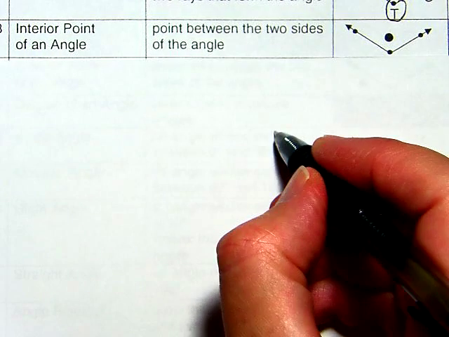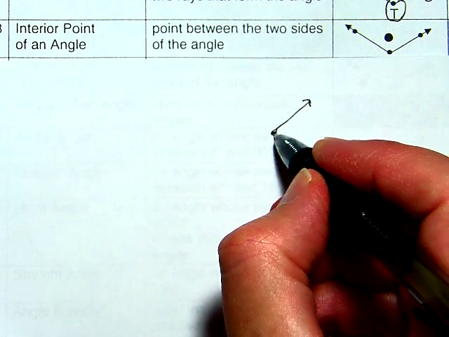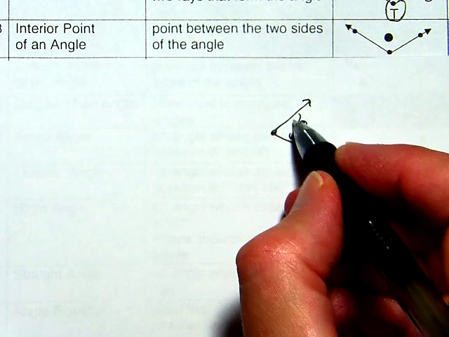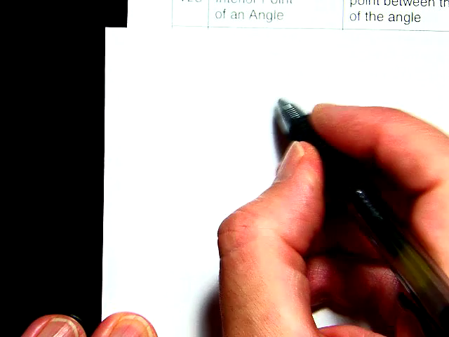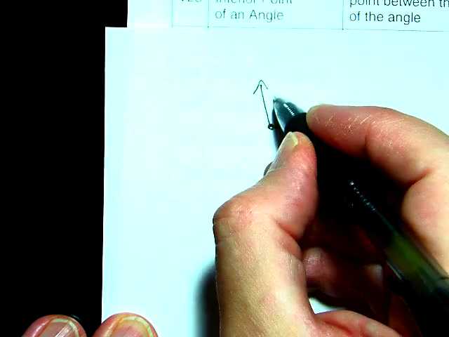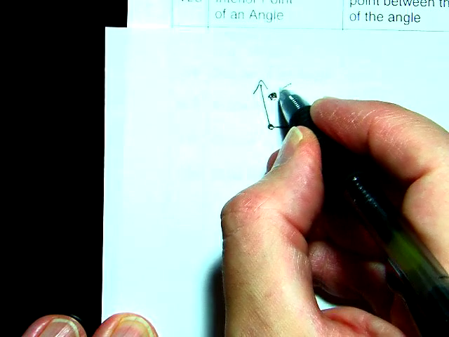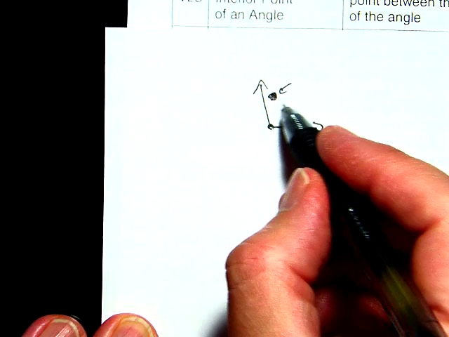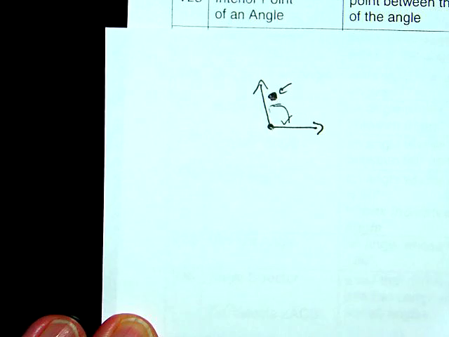So here's a couple of quizzes for you. Is this an interior point or not? Yes, it is. It is between the two sides. Let's give another question that you should try to do and freeze the video. Is that point with a little arrow an interior point? Yes, it is. It is also between the two sides.